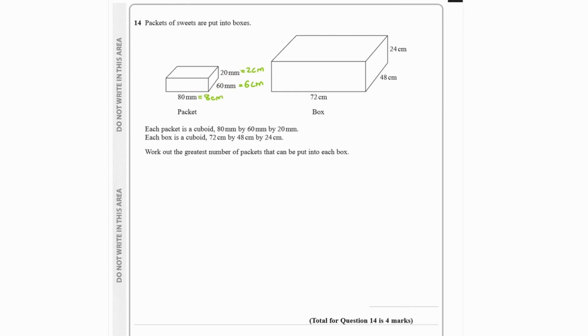We then know that if we are stacking all these packets into the box, we will first make a layer on the bottom of the box, which will run through the box in this manner. In order to find how many packets will fit in the length of the box, we will have to do 72 divided by 8, which gives us 9. So this means 9 packets will fit in the length of this box.